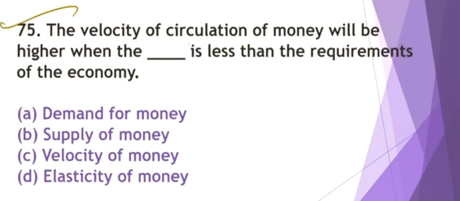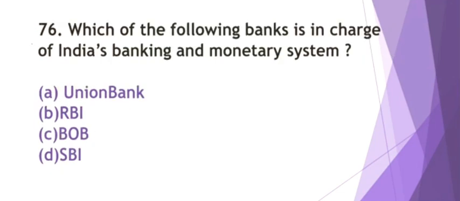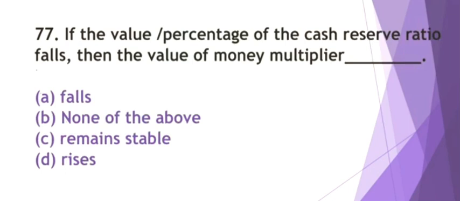75. The velocity of circulation of money will be higher when the dash is less than the requirements of the economy. Option number A, demand for money. 76. Which of the following banks is in charge of India's banking and monetary system? Option number B, RBI, Reserve Bank of India.